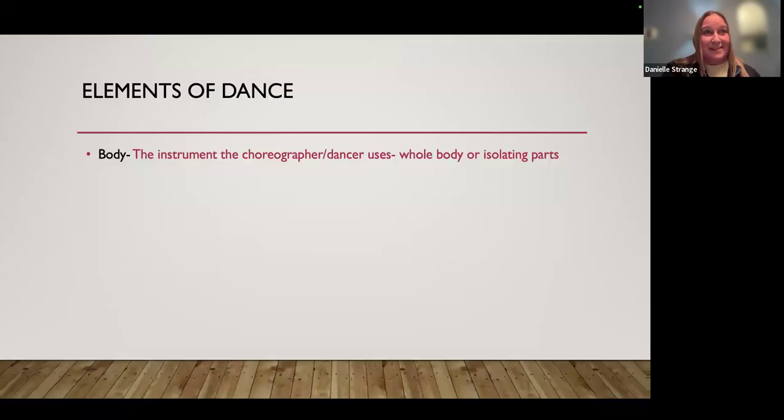And so with these elements of dance, you can use them later as you start to create. If you really introduce them and really have the students work through them, then it'll be easier to introduce later on. So the next one's space.